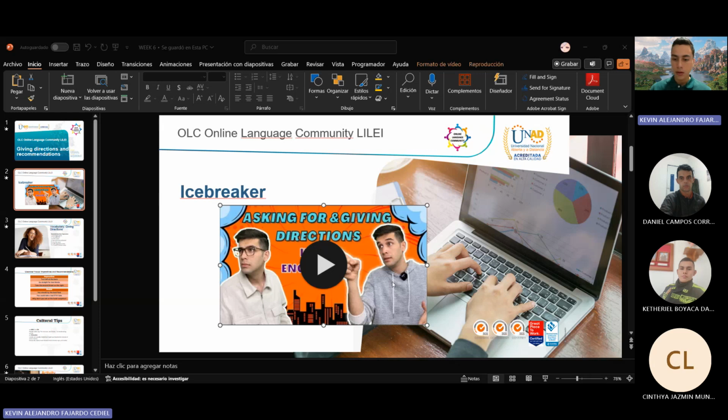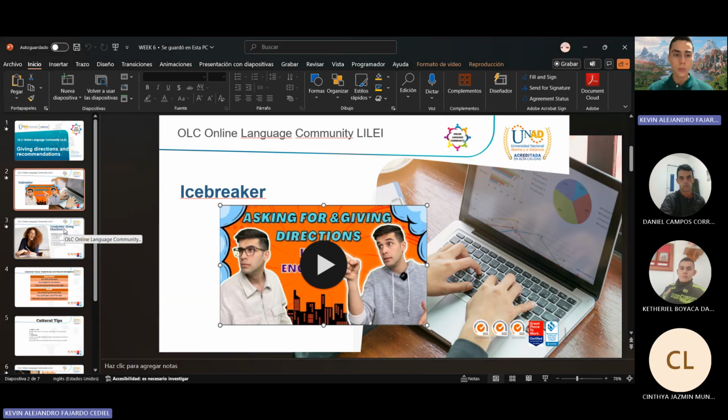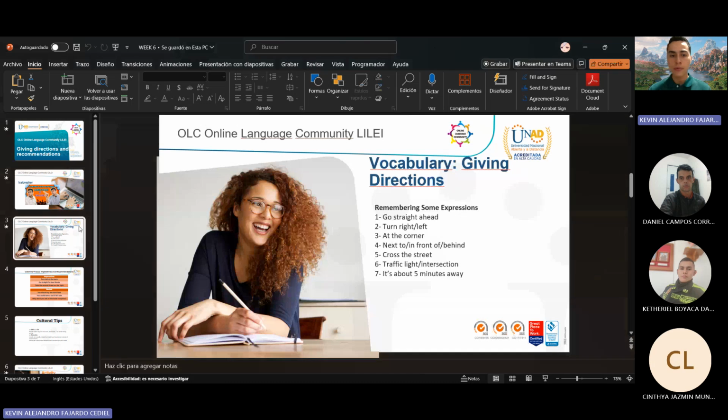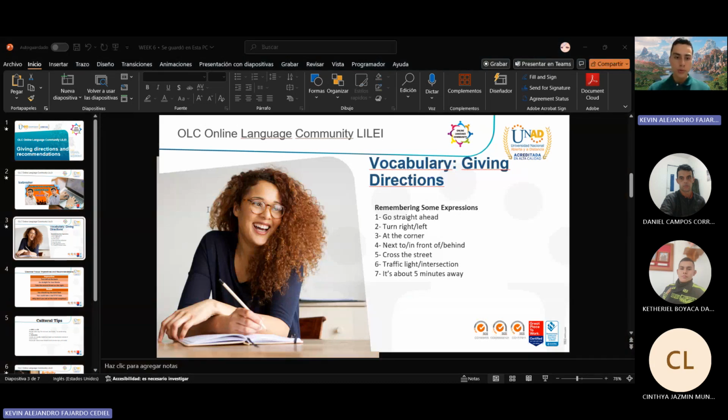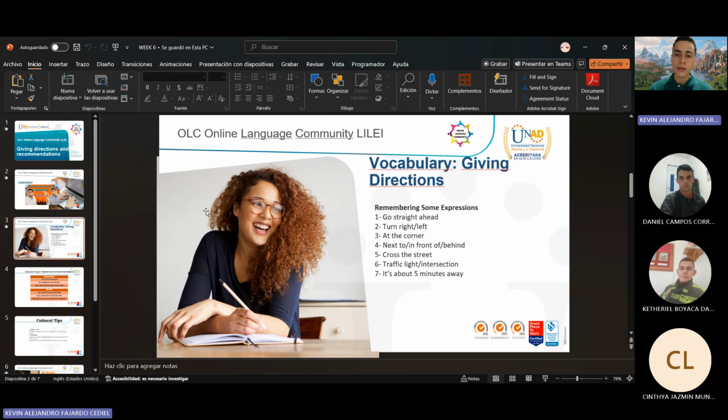Okay, so all answers are okay. So let's start with a review of vocabulary for giving directions. These are common phrases that are used to help someone find a place: go straight ahead, turn right, turn left, at the corner, next to, in front of, behind, cross the street, traffic light or intersection, and it's about 5 minutes away, or the time that it takes.